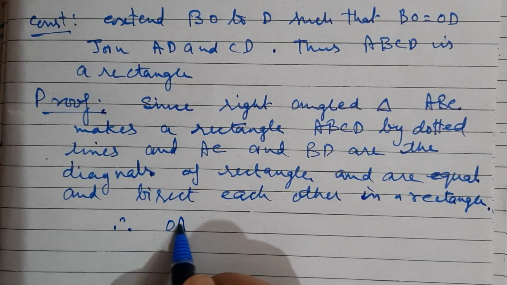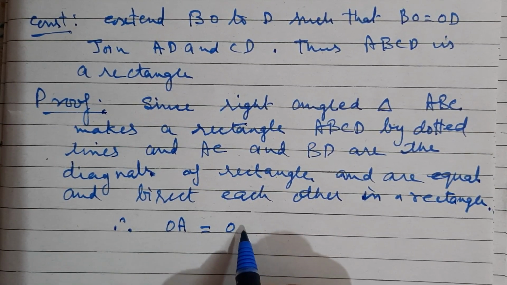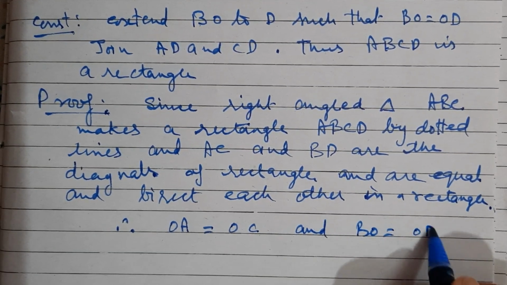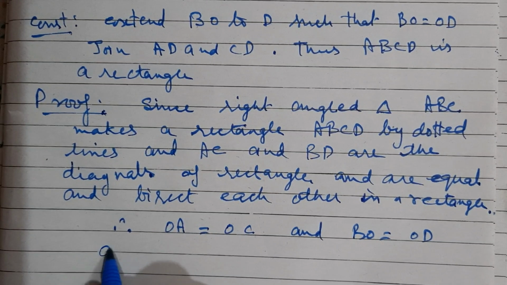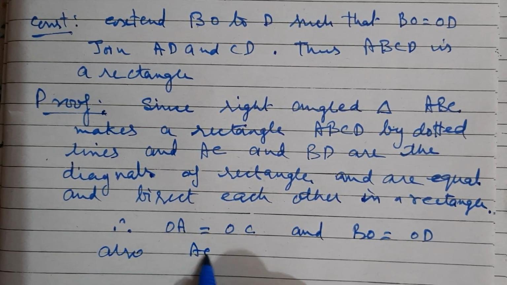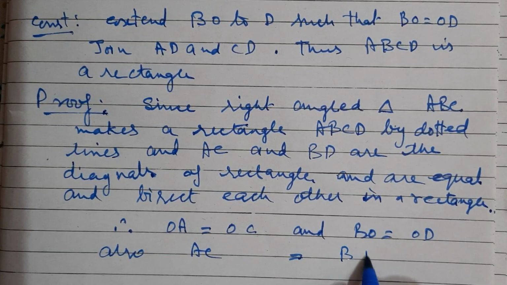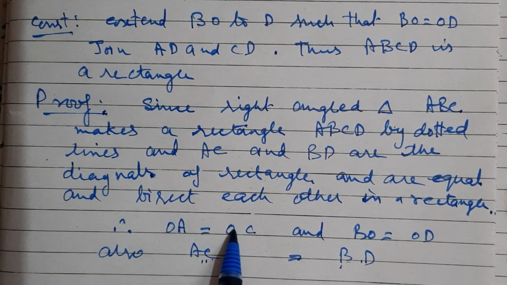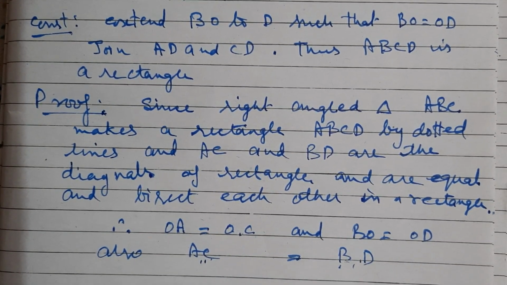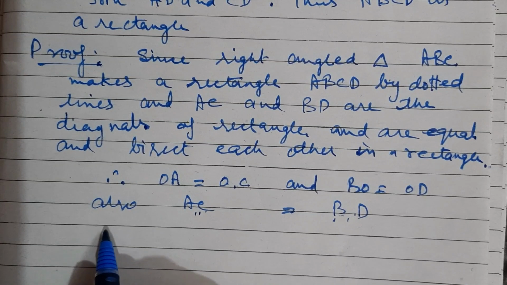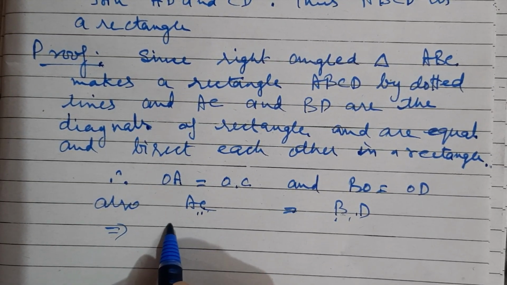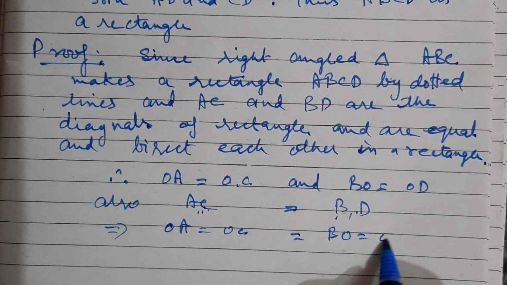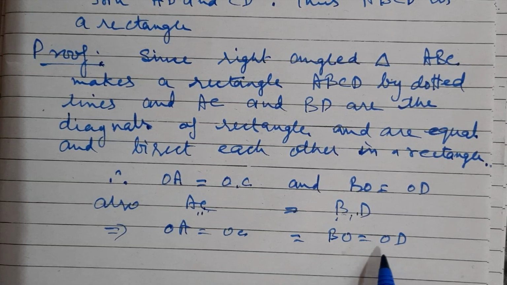Therefore, OA is equal to OC and BO is equal to OD. Also, AC is equal to BD. So this is one diagonal, this is second diagonal. Both diagonals are equal. From first diagonal, both the parts are equal. From second diagonal, also both the parts are equal. So this implies to AC means OA is equal to OC equal to BD means BO is equal to OD. So all four parts are equal.